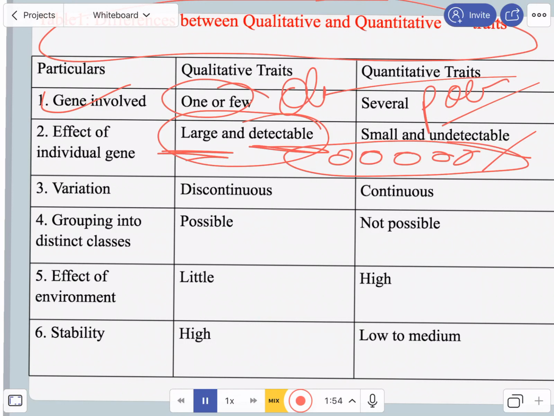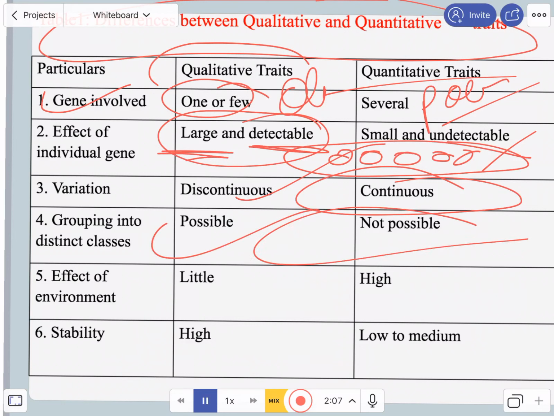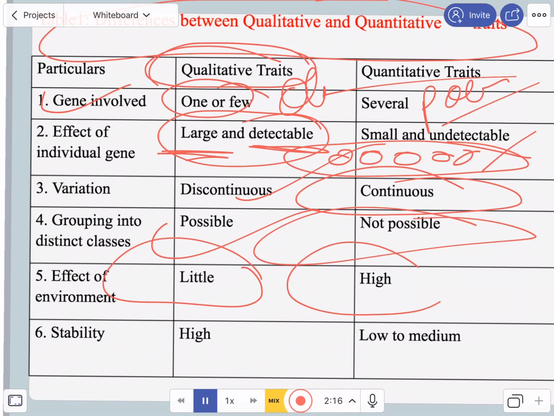The variation in qualitative traits is discontinuous, while in quantitative traits it is continuous variation. Grouping into distinct classes is quite possible in qualitative traits, while it is not possible in quantitative traits. Qualitative traits are little affected by the environment, while quantitative traits are highly affected by the environment. Qualitative traits are highly stable compared to quantitative traits, which are low to medium.